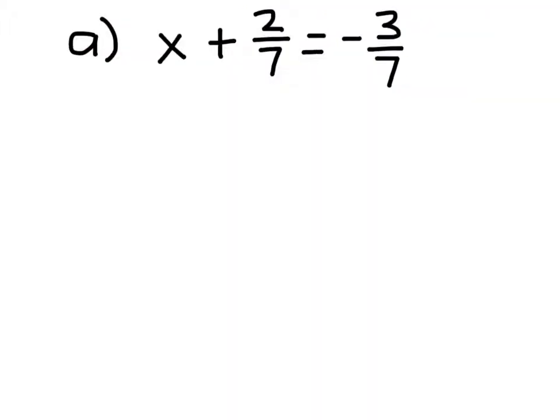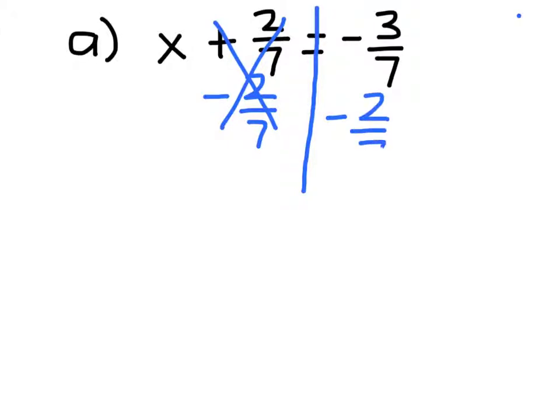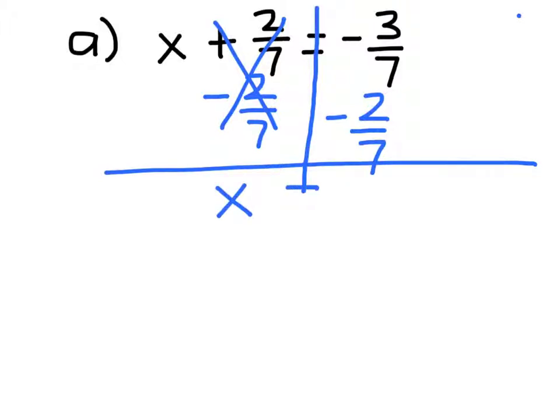Alright, on this one, the only thing that's different is we're going to deal with some fractions here. So once again, we want to solve this, so I'm going to split it into a left side and a right side. Notice on the left side we're adding 2/7, so to undo adding 2/7, I'm going to subtract 2/7. That's going to disappear, and over here I'm going to subtract 2/7. I'm now left on the left side with an x. I have that equal sign in the middle.